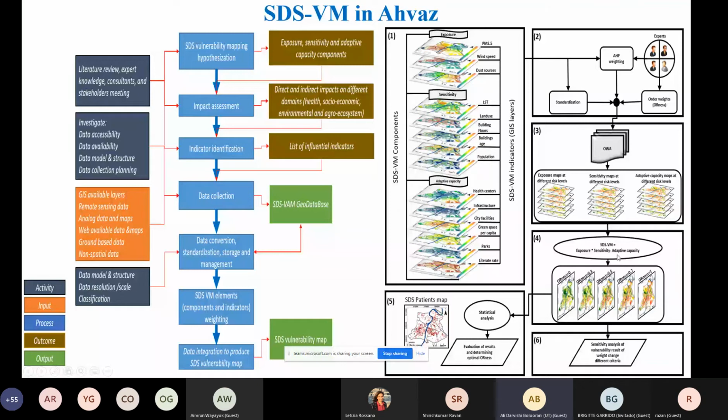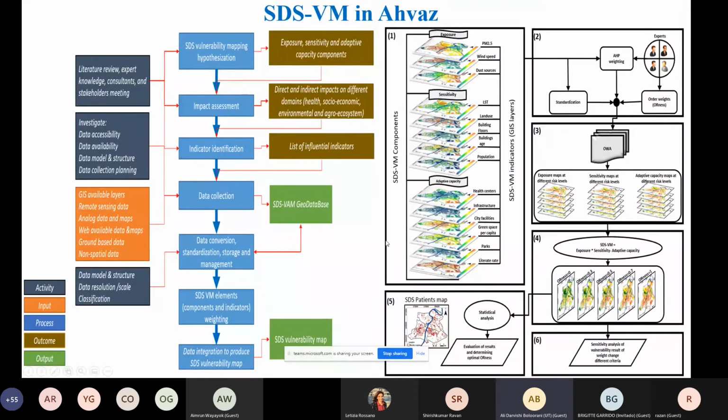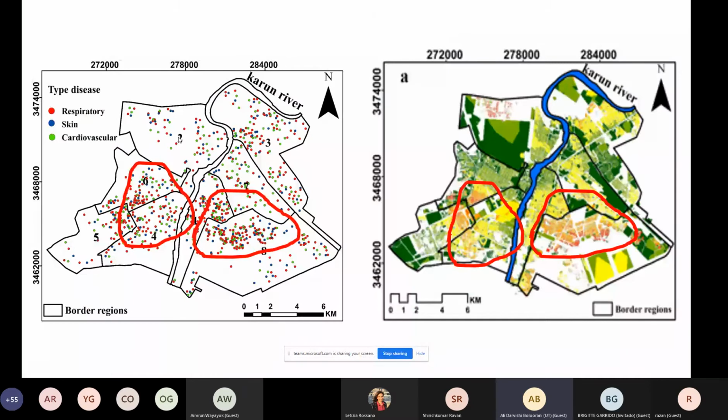As you can see here, we have the vulnerability classes in different risk levels. From very low risk levels up, we implemented different scenarios for Ahvaz city, with the vulnerability classes from red to green. Finally, we used this GIS and remote sensing data, followed this procedure, came to such a map, and said this scenario is the best. How can we evaluate it, how can we say this is a good result? Because, you know, this vulnerability map could be a base for resource allocation, for treatments, for funding, etc.